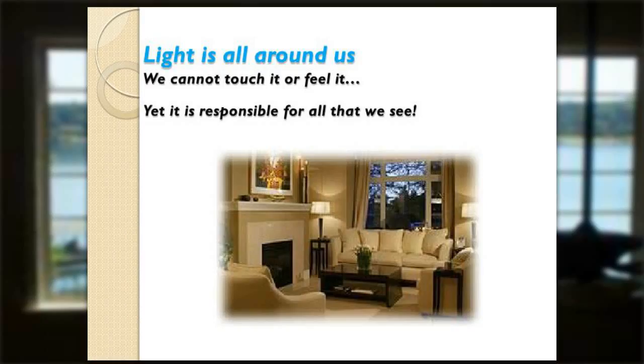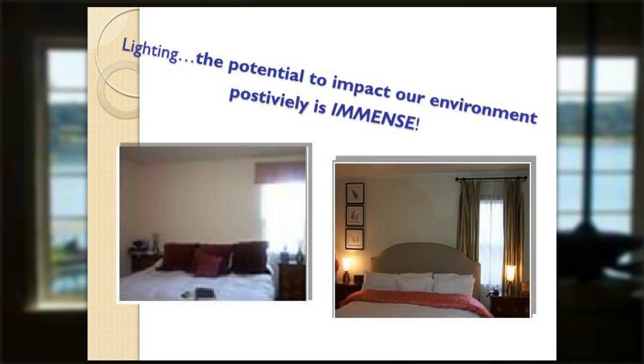So light's all around us. It's something we can't touch or feel, just like the Qi, but it's responsible for everything that we take in one of our senses, the vision part. It has great potential to impact our environment. If you look at these pictures, you can take the one on the bottom left before we started, and you can see, yeah, it had some light coming in that was a little harsh, but the rest of the room was very boring and somewhat depressing. And then we balanced the room and gave some more light to some of the corners and took away the harshness from the windows, and it gave it a much more comfortable feel.